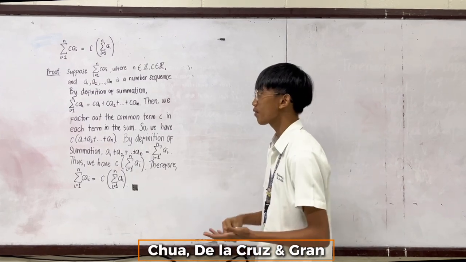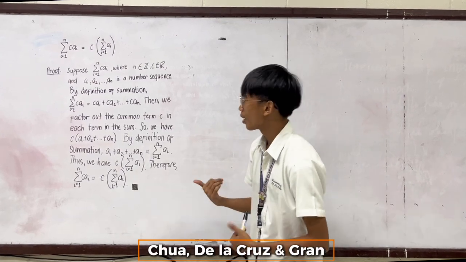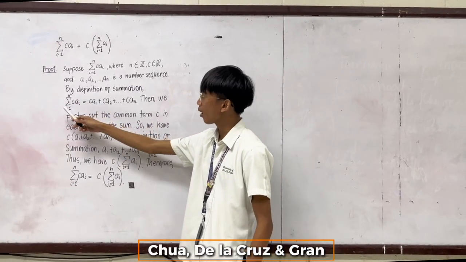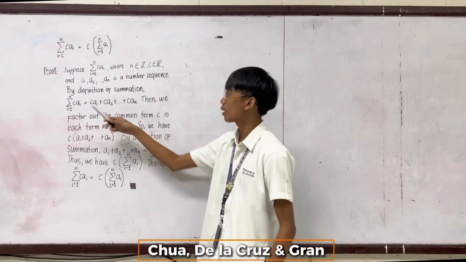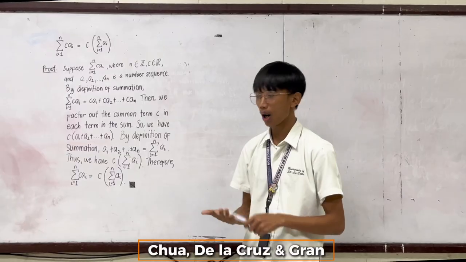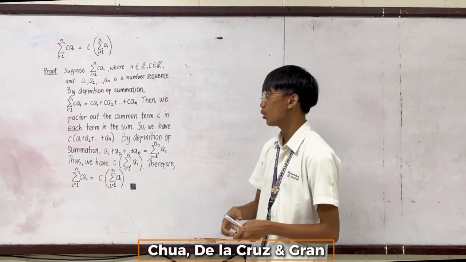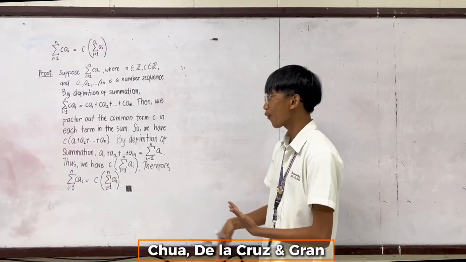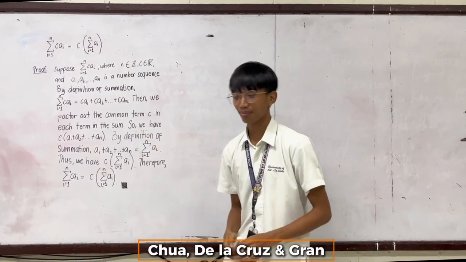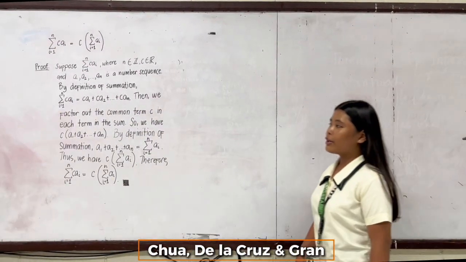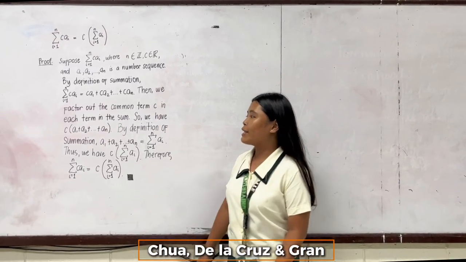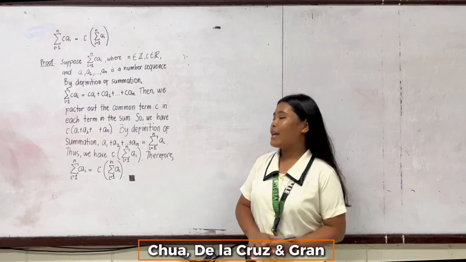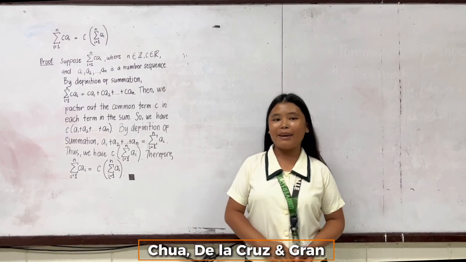By the definition of summation, the summation of c a sub i, where i is 1 to n, is equal to c a sub 1 plus c a sub 2 plus c a sub 3, c a sub 4, and so on and so forth until c a sub n. So then we factor out the common term c in each term in the sum. So we have here c times a sub 1 plus a sub 2 until a sub n.